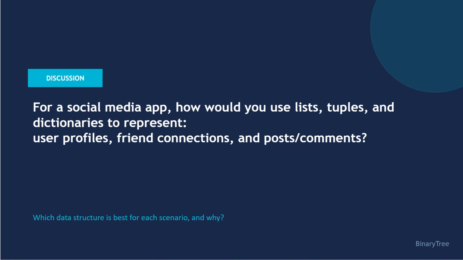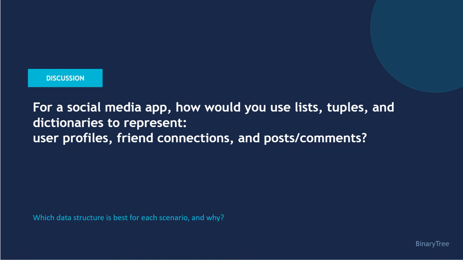Now let's apply it. Imagine you're building a social media app. How would you use lists, tuples, and dictionaries to represent three things: user profiles, friend connections, and posts with comments? Which structure fits each one best, and why? Take a minute to think it through. Pause the video before I give away the answer.